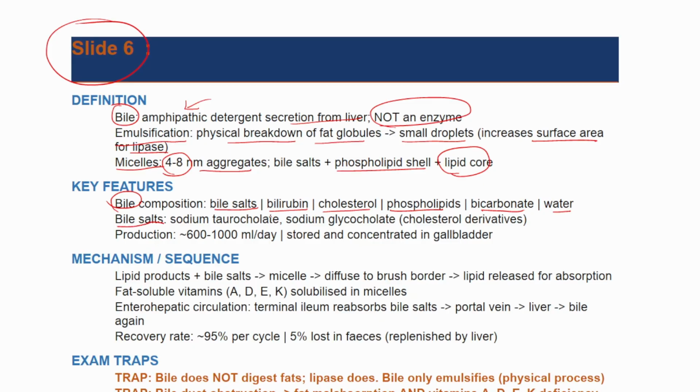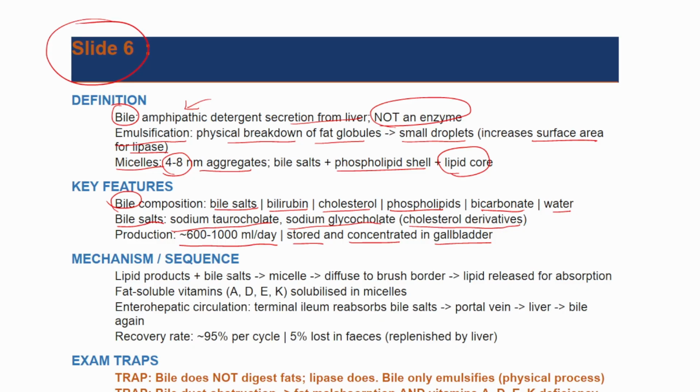The primary functional salts are explicitly listed as sodium taurocholate and sodium glycocholate, which are synthesized as direct cholesterol derivatives. The liver continuously synthesizes these derivatives, maintaining steady daily production and storage values. Daily baseline hepatic production is established at 600 to 1000 milliliters per day, which is stored and concentrated inside the gallbladder. And once released from storage, these components launch a highly coordinated absorption and transport sequence.